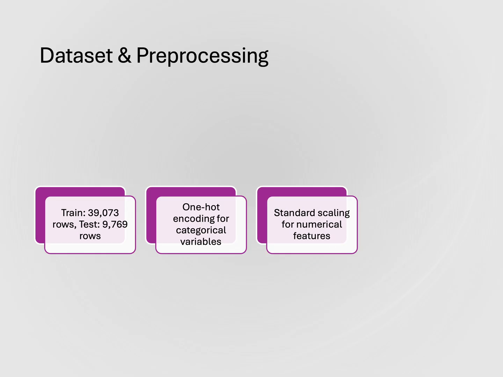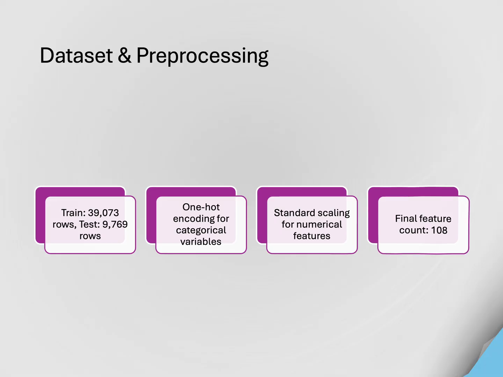After that, I scaled all numerical features using standard scaler so that the GP receives consistent values. Finally, I split the processed training data into a training set and a validation set. After pre-processing, each sample had 108 features. I did all this because clean and consistent pre-processing is important because GP works directly with raw numerical values.